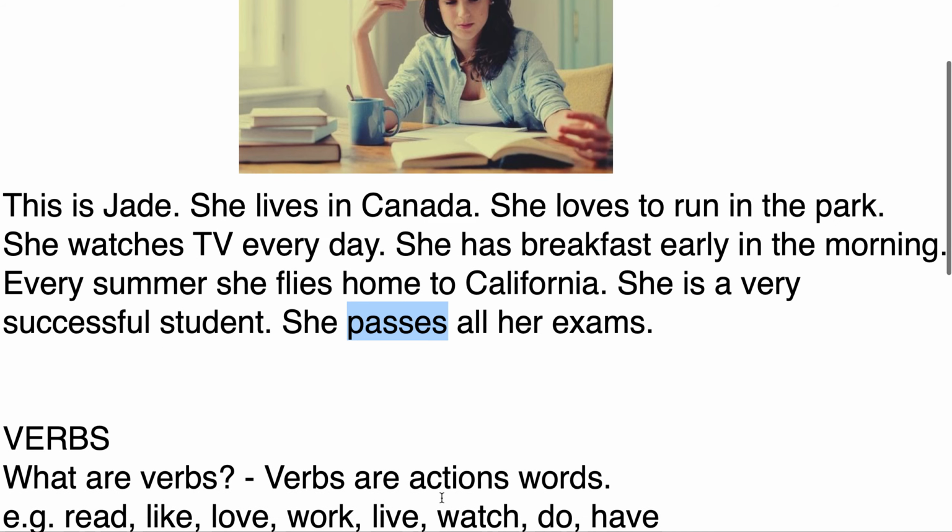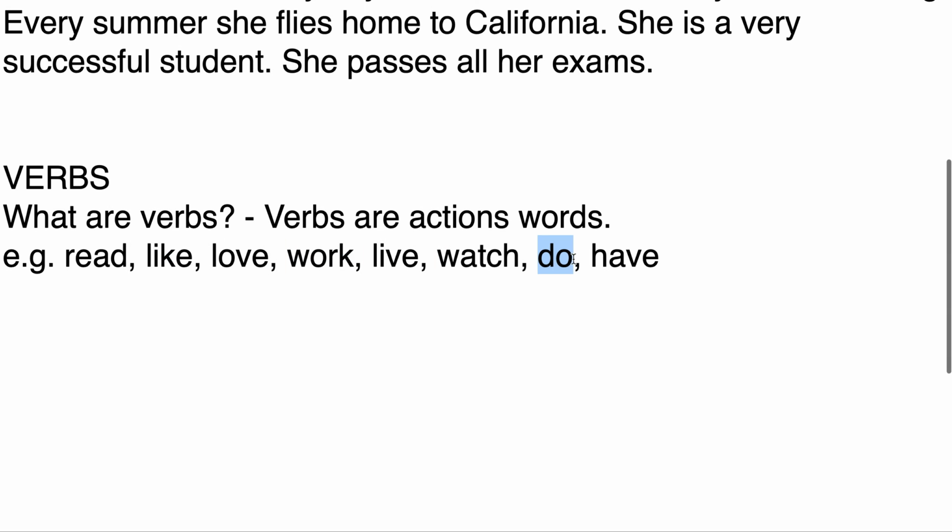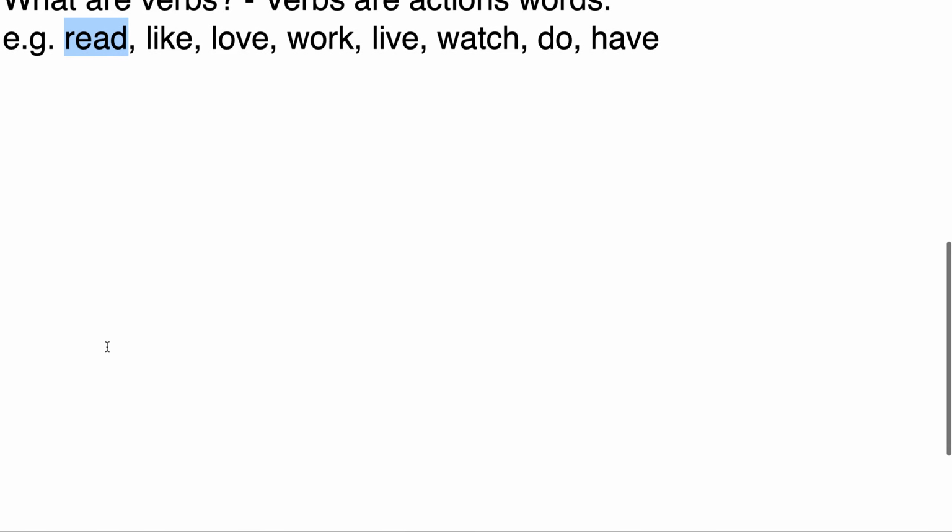Now, let me scroll down. All these words that I've highlighted in blue are verbs. What are verbs? Verbs are action words. Examples below are read, like, love, work, live, watch, do, and have. Verbs change their forms according to the person they are connected to. Now, a super simple example.